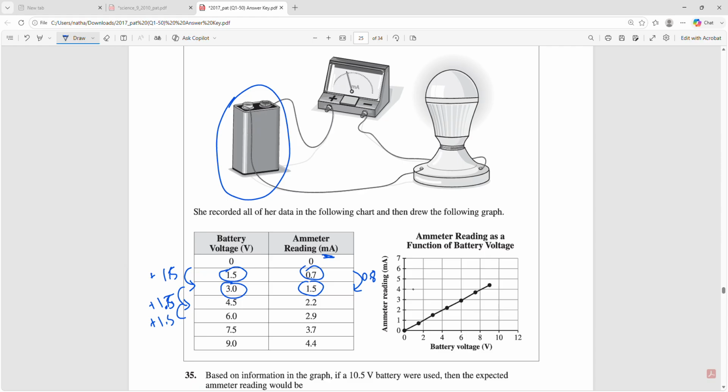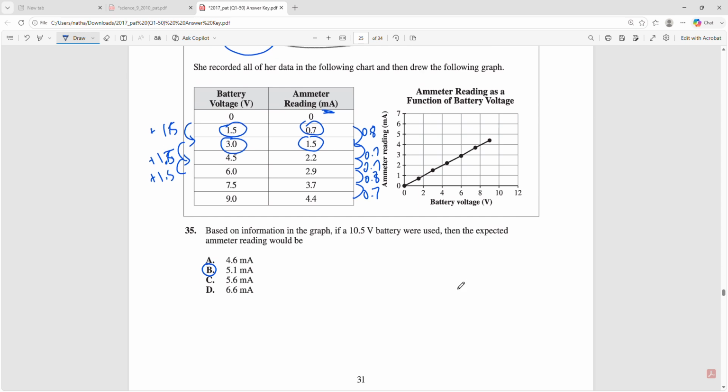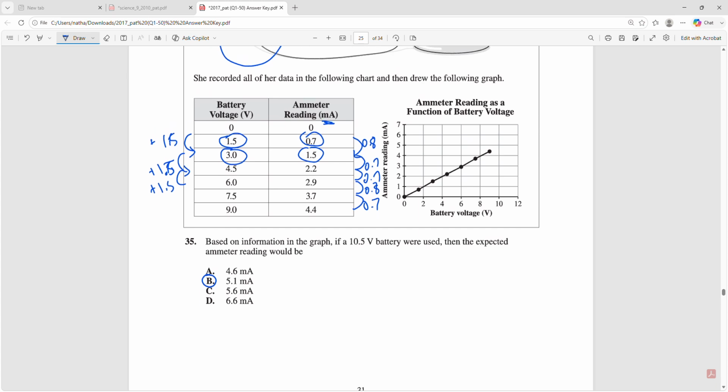Here's 0.8, and then 0.7, and then 0.7, and then 0.8, and then 0.7. So if we average that out, it's going to be pretty close to 0.7. So we can see that's changing pretty consistently as well. So now the question asks, based on the information in the graph, if a 10.5 volt battery were used, then the expected ammeter reading would be.